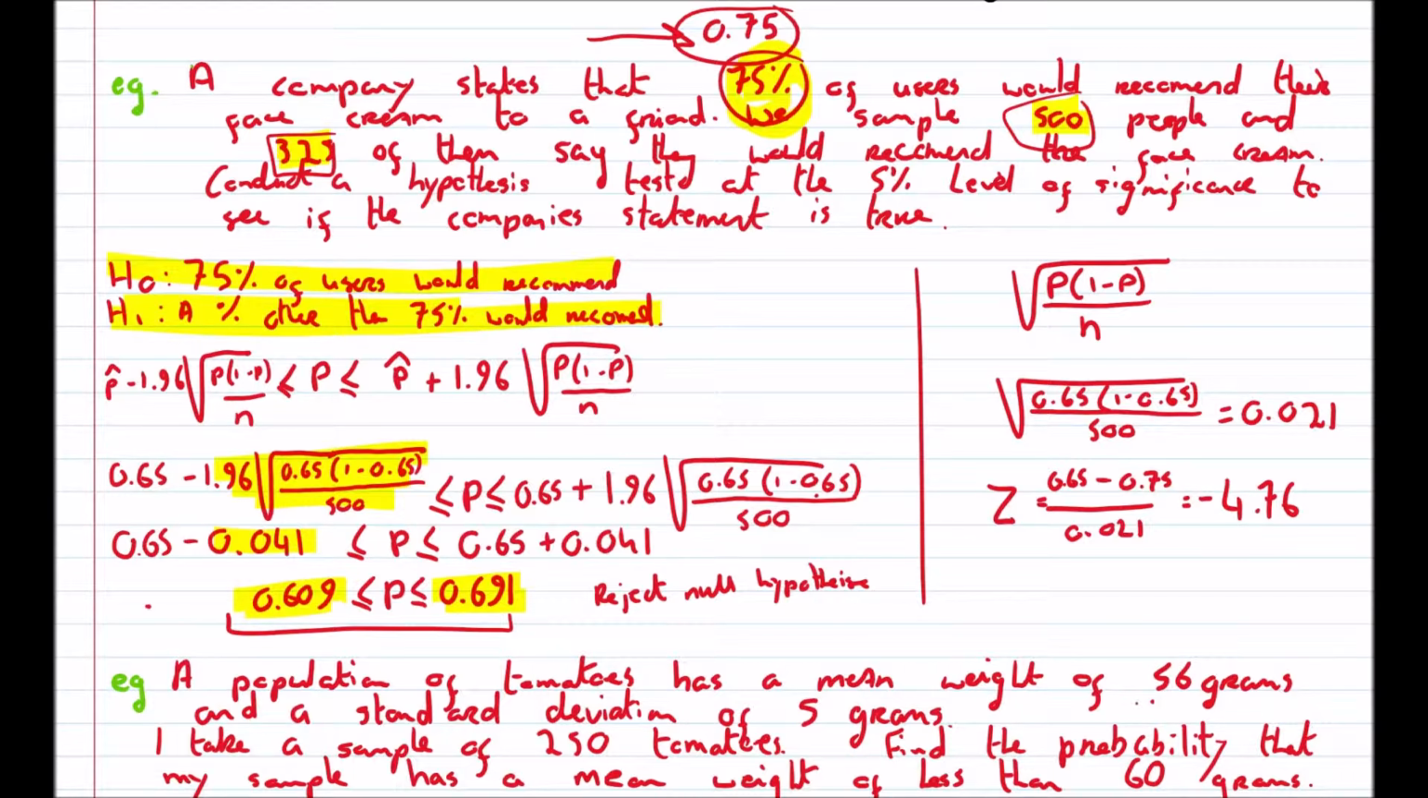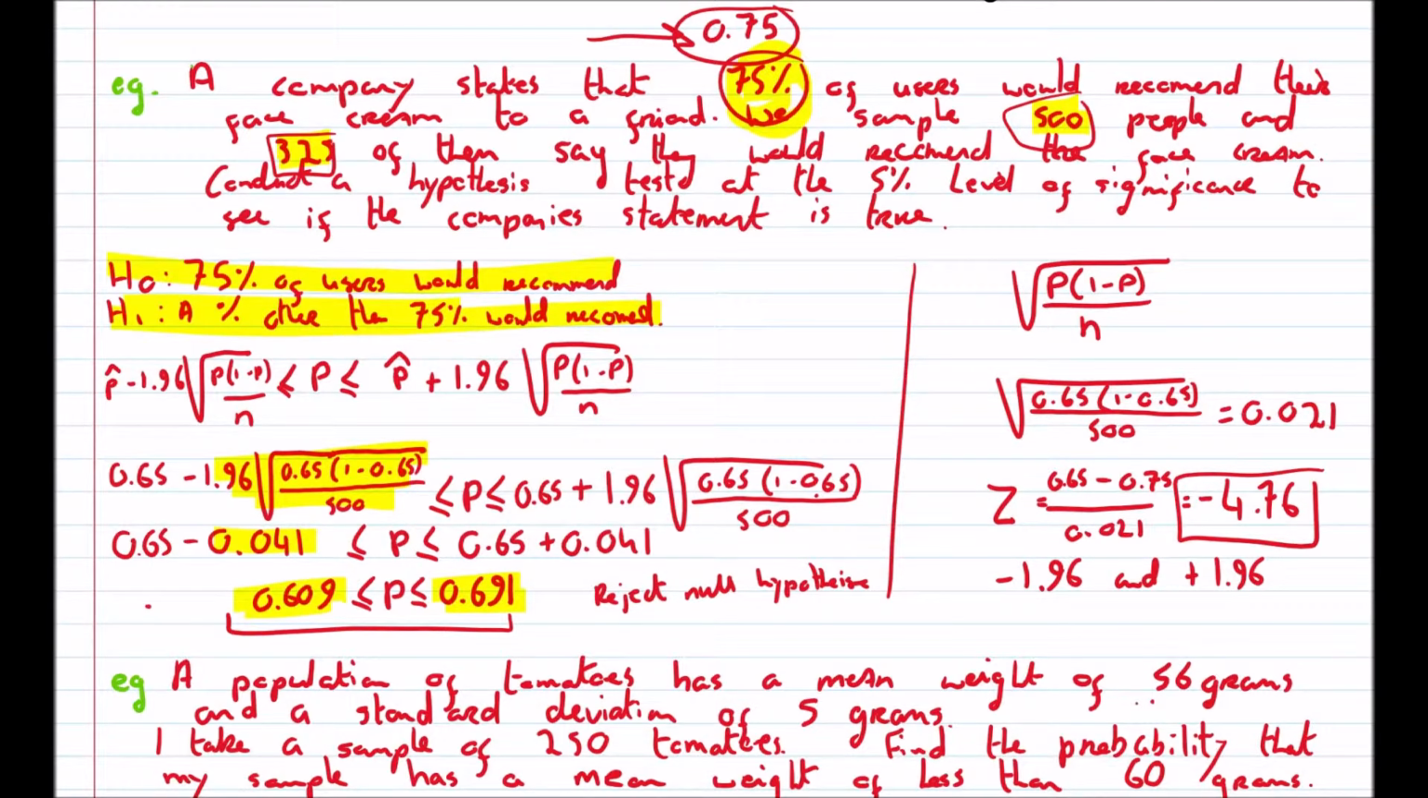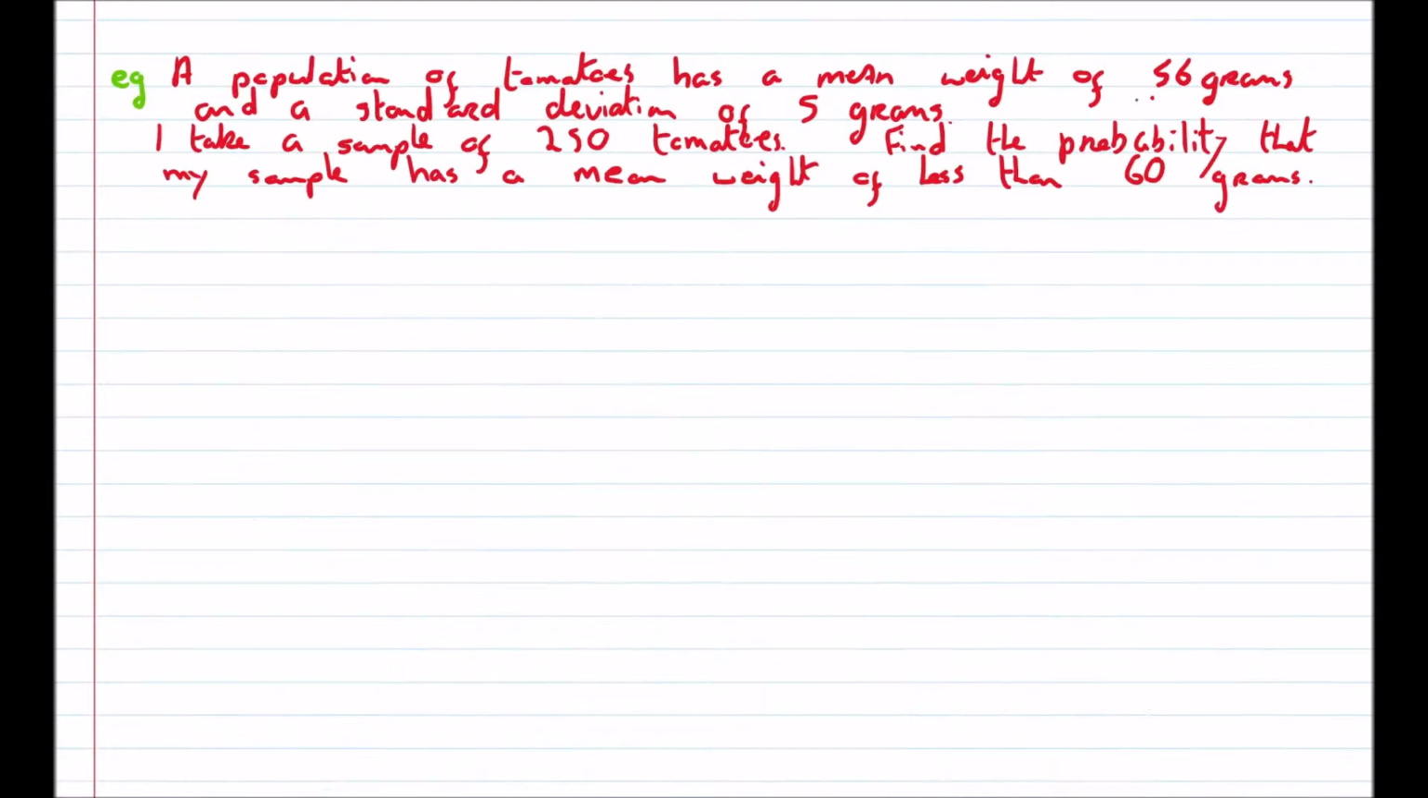And we ask ourselves, does this lie between minus 1.96 and plus 1.96? And it does not, it lies way outside that. So this minus 4.76 would lie way out here. So we will also say reject null hypothesis, just like we did over here. So same way really. Either method is equally good.